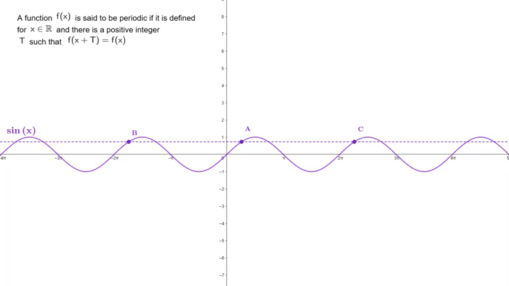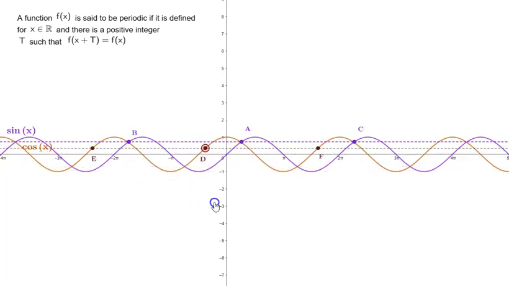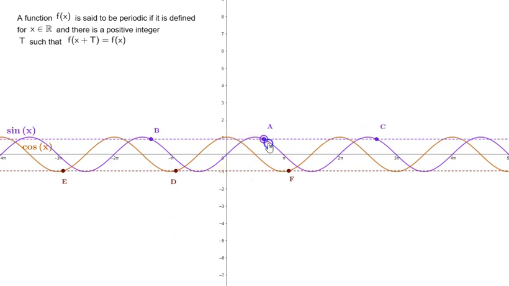Okay, similarly, we also know cos x. Again, let's take a point D. Let's draw a line parallel to the x-axis and take the intersections. Of course, since it is periodic, it will intersect in other places also at equal distances, but I'm showing only these three. So here, if I move this, you see E and F are at equal distances at any point. And the same is the case with the sine function.